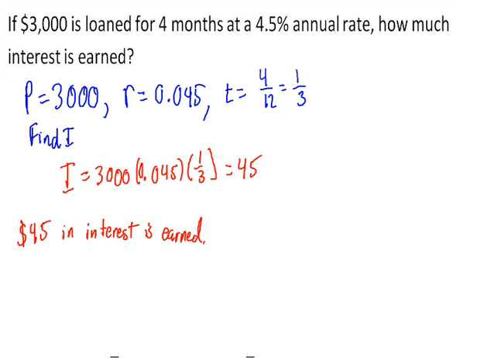So what this means is after 4 months, when you want to pay off the loan, not only do you have to pay the $3,000, but you've got to pay $45 on top of it as well.